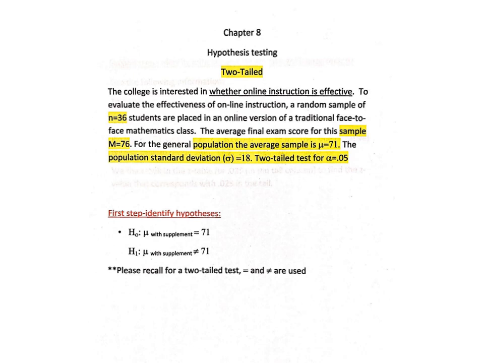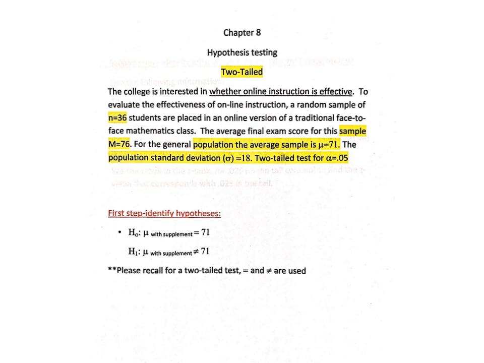And we need to know if it's a one or two-tailed test, and what the alpha level is. The alpha is given at 0.05. The reason we know it's a two-tailed test, although this will always be given to you, is because we're just evaluating the effectiveness of online instruction. We're not saying whether we think people will do better or whether people will do worse.